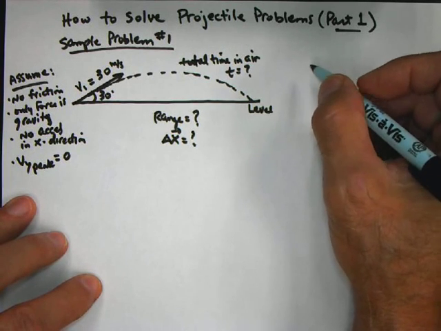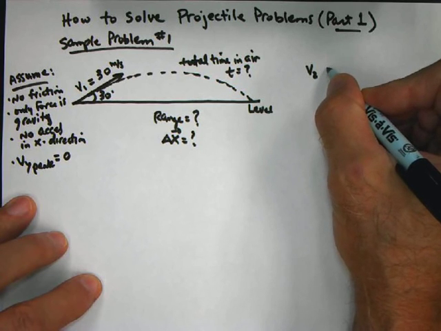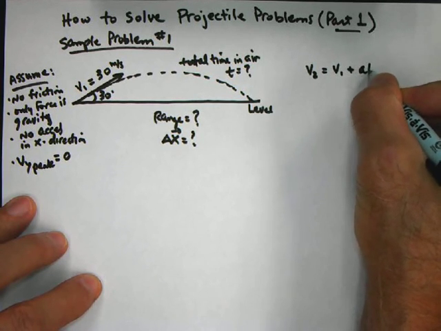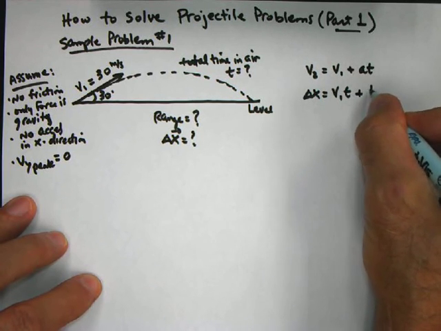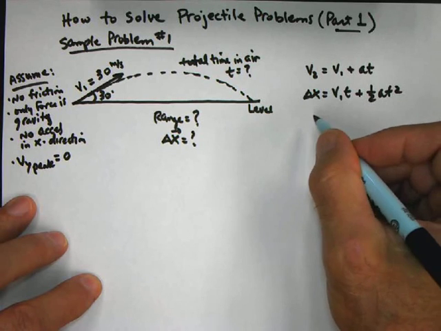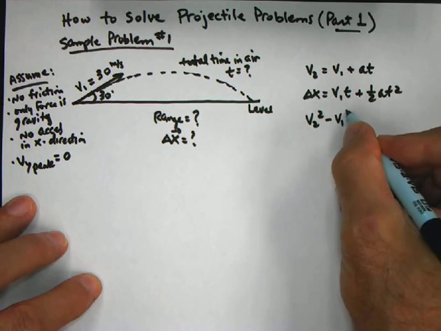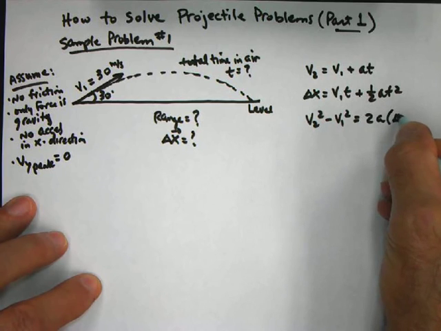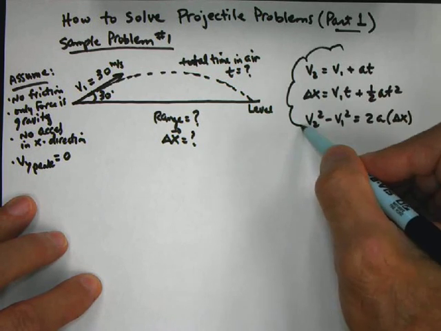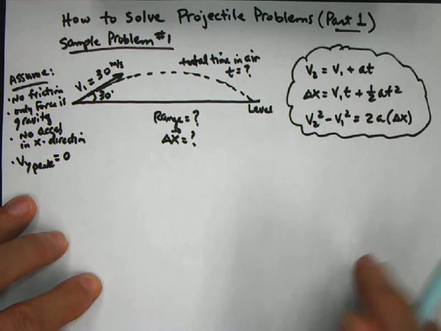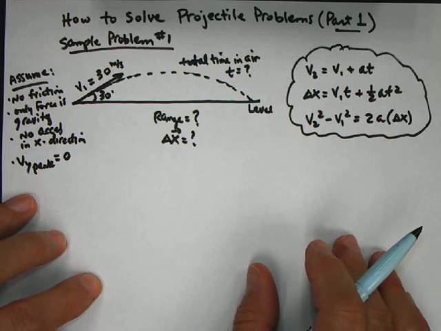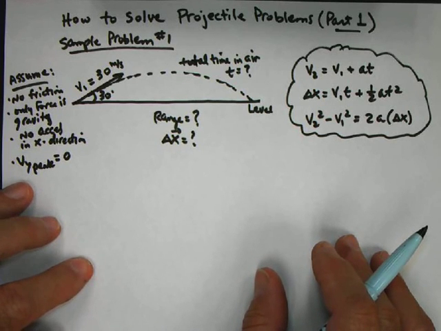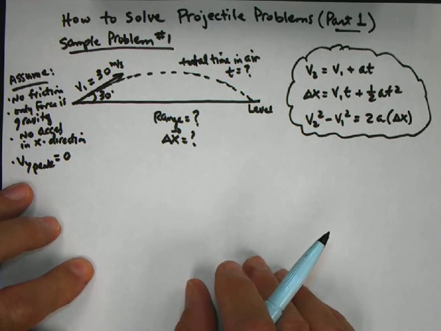Remember, we need to know our Galilean equations, so I'll just jot some of them down. So V2 equals V1 plus AT. We also know delta x equals V1t plus 1/2 AT squared, and we also know that V2 squared minus V1 squared equals 2a times delta x. So let's keep those in mind. Those are Galileo's equations, and we're going to have to use those. But we have to be sure that we're careful and use them either in the x direction or in the y direction. We're not going to mix apples and oranges here. Okay, you'll see what I mean.